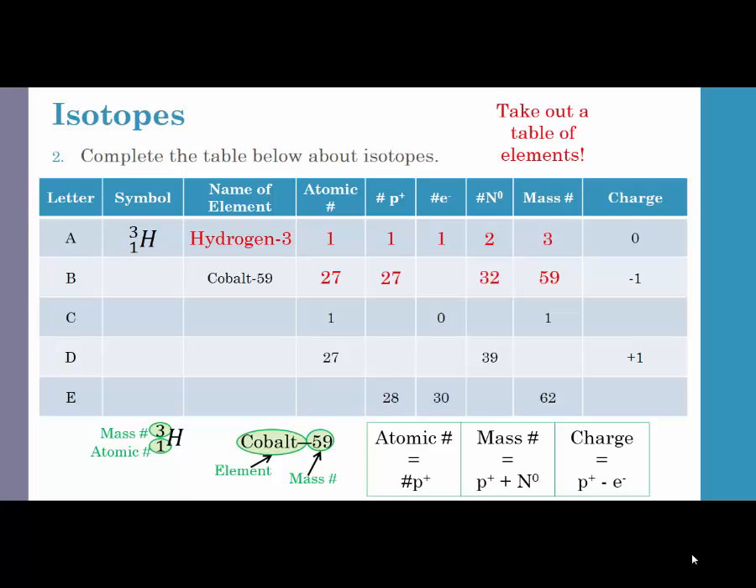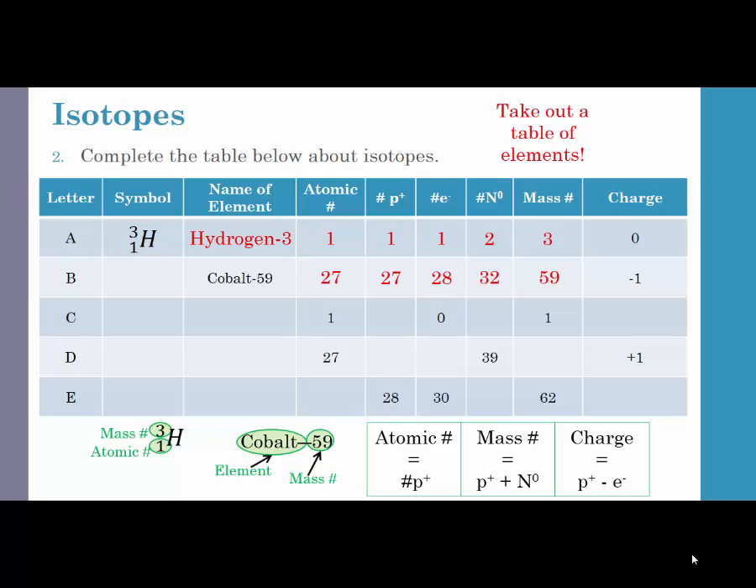To figure out the number of electrons, we have to look at the charge. In this case, the charge is -1. The only way that's possible is if I have one more electron than the number of protons. If I have 27 protons with a charge of -1, I've got to have 28 electrons. If we did the math, 27 protons minus 28 electrons gives us that -1 charge.